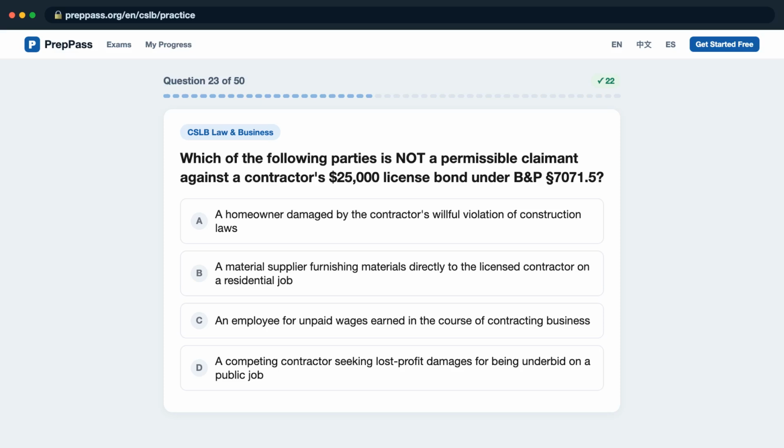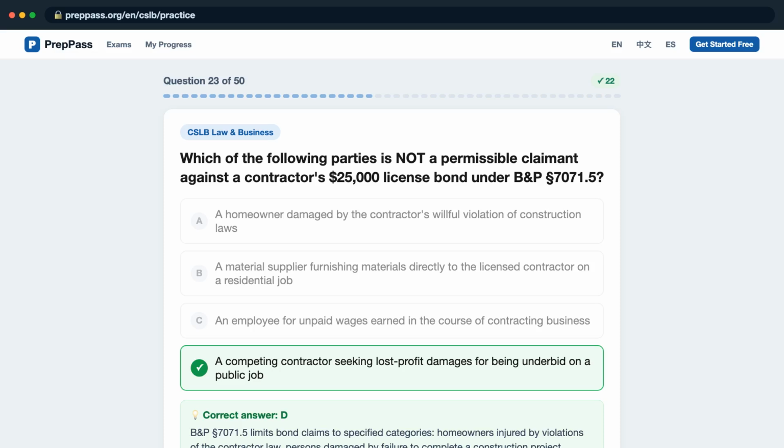Question 23. Which of the following parties is not a permissible claimant against a contractor's $25,000 license bond under BNP Section 7071.5? Is it A, a homeowner damaged by the contractor's willful violation of construction laws? B, a material supplier furnishing materials directly to the licensed contractor on a residential job? C, an employee for unpaid wages earned in the course of contracting business? D, a competing contractor seeking lost profit damages for being underbid on a public job?